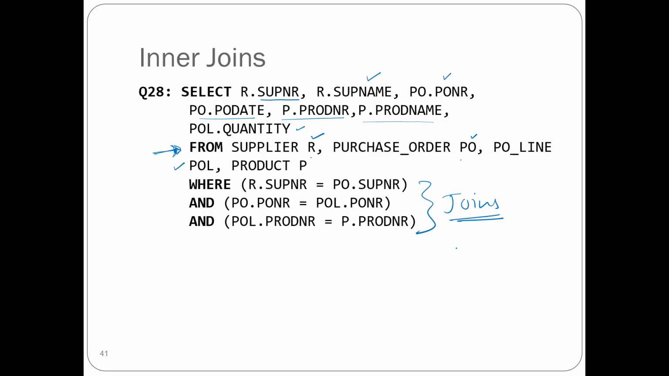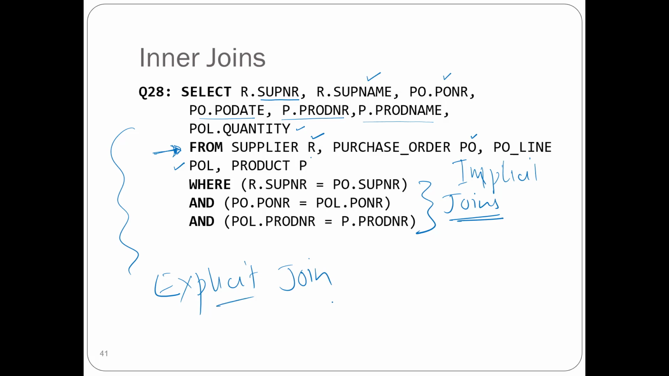Here we are doing what? Implicit join. It will be a very interesting exercise to write this whole query using explicit join. Please try that. That is an exercise for you. Please try it out. Here, this is an implicit join. Good. So we listed the source tables in the from clause.